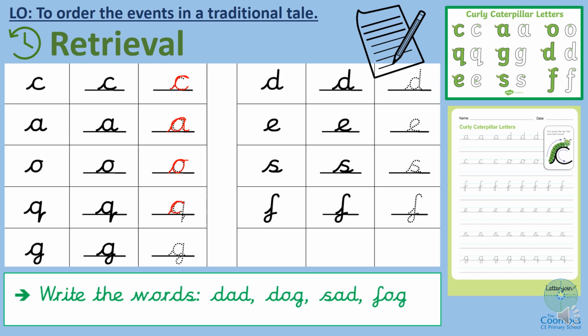If you can't quite remember how to form the letters, you can just watch this video and then pause it when you are ready to do your own writing. If you would like a further challenge, you can write the words at the bottom in the green pen. Those words are dad, dog, sad and fog. And you can see if you can join all of your letters up together.